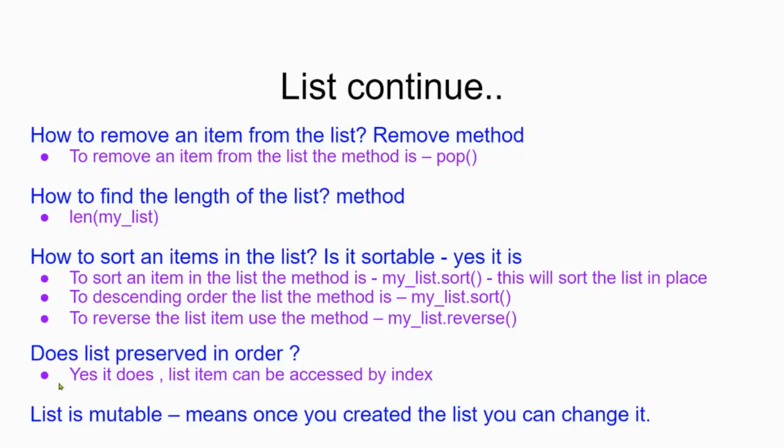And does the list preserve order? Yes, it does. You can access any item with the index number, and in that case it's very fast, it goes straight, like an array, straight to that place. A list is mutable, which means if you create the list, you can change it, compared to a tuple, which is a data type that, once you create it, you cannot change its value. So hopefully we will go through an example in the next video.